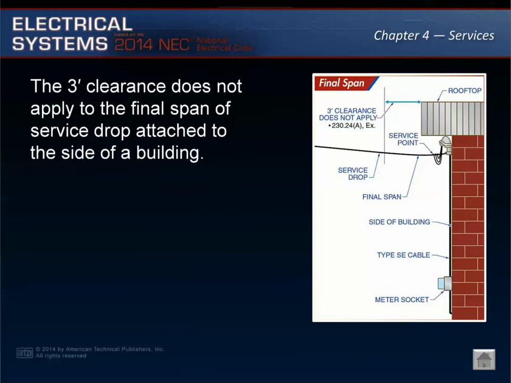Article 230.24(A) Exception 4: the 3-foot vertical clearance from the edge of the roof does not apply to the service drop or to the final span of overhead service conductors when the conductors are attached to the side of the building. This exception is necessary for installations in which the overhead service conductors attach to the side of the building at an angle which does not permit the 3-foot clearance in all directions to be maintained.